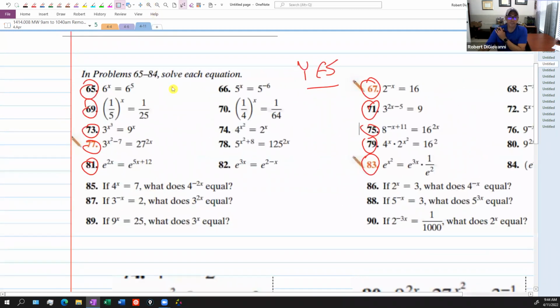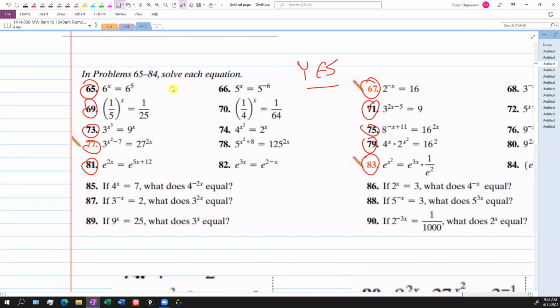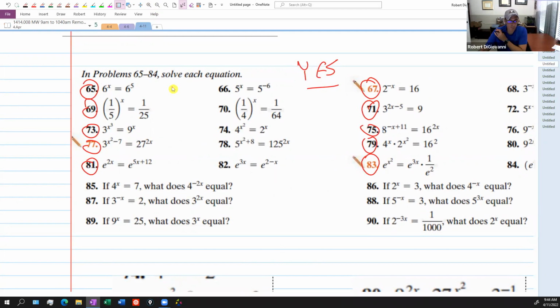All right. The circled ones, right? Circle the odds, and you can stop at 83.